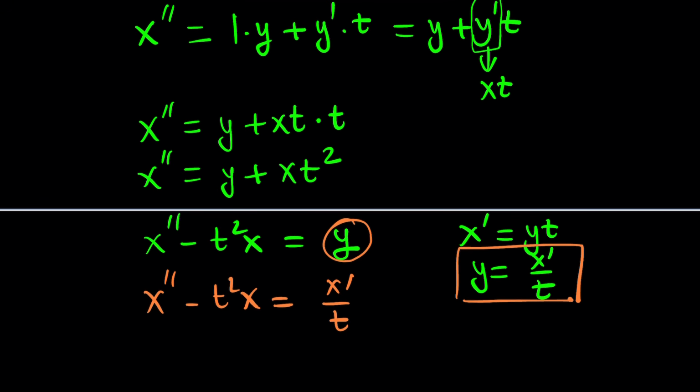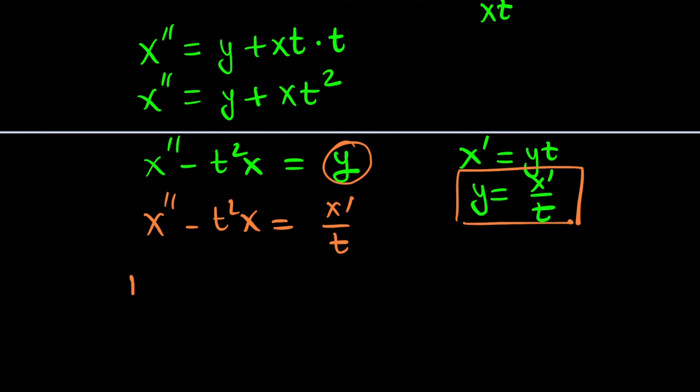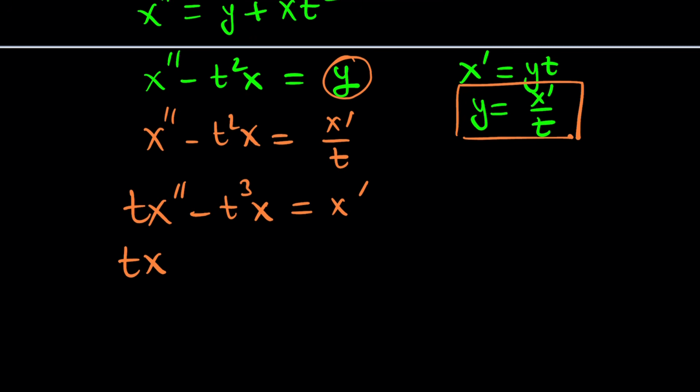Well, it's not a constant coefficient equation, but it can still be solved. And guess what? This is just going to be a second order ODE, which is an ordinary differential equation. All right? So let's go ahead and multiply everything by t. We get t x double prime minus t cubed x equals x prime. Now let's put everything on the same side. t x double prime minus x prime minus t cubed x equals 0.